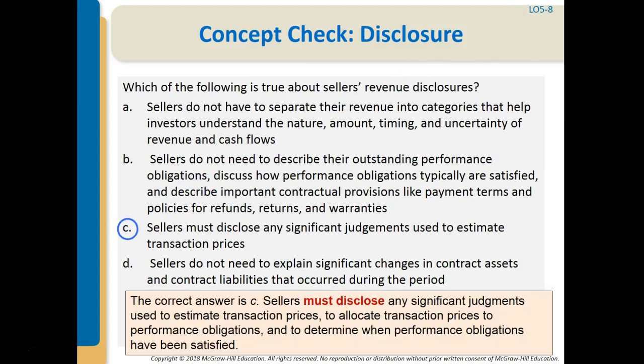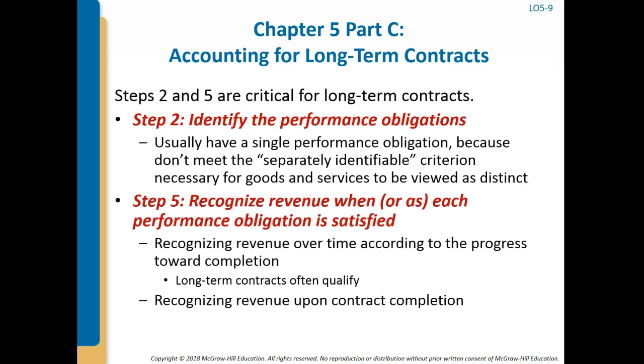It is C. Sellers must disclose any significant judgments used to estimate transaction prices or to allocate transaction prices to performance obligations and to determine when performance obligations have been satisfied. Now, long-term contracts are very complex, and they involve many products and services that could be viewed as separate performance obligations that take months or years to be completed. Steps 2 and 5 are critical for these long-term contracts.